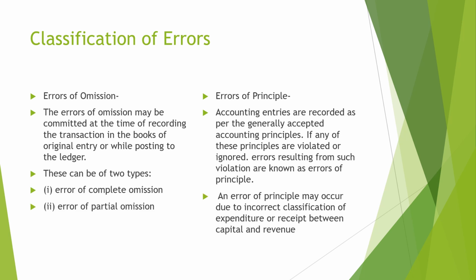Another is, what are the errors of omission? An error of omission may be committed at the time of recording the transactions in the books of original entry or while posting to the ledger. These can be of two types: error of complete omission and error of partial omission. The next type is error of principle. Accounting entries are recorded as per generally accepted accounting principles. If any of these principles are violated or ignored, errors resulting from such violation are known as errors of principle. An error of principle may occur due to incorrect classification of expenditure or receipt between capital and revenue.